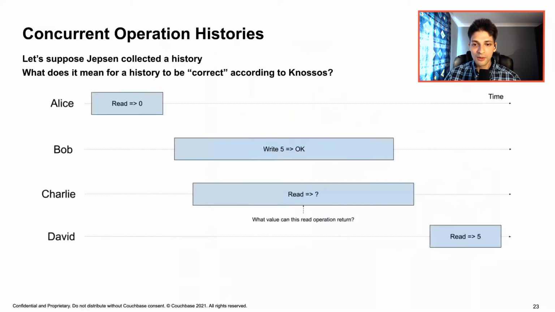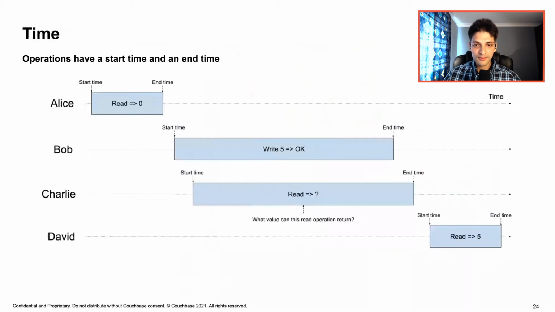However, what does it mean for a concurrent operation history to be correct? To address this, we can ask a similar question to before. What can we expect the read operation issued by Charlie to return? We can consider time. Given a history, we know the start and end time for each operation. This is depicted by using vertical bars at the start and end of each operation.